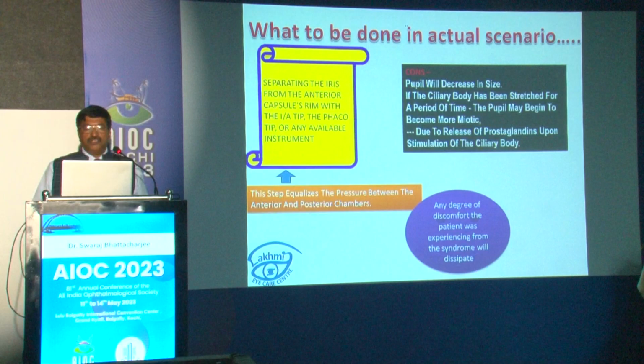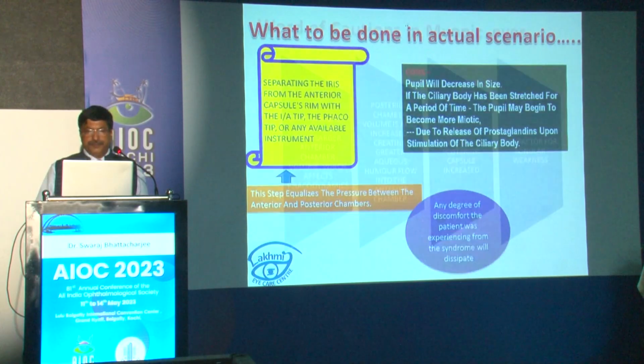This has some cons also. The pupil will decrease in size. If the ciliary body has been stretched for a period of time, the pupil may become more miotic due to the release of prostaglandin upon stimulation of the ciliary body.